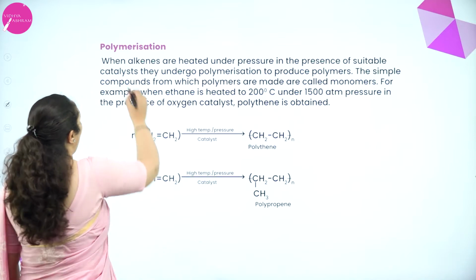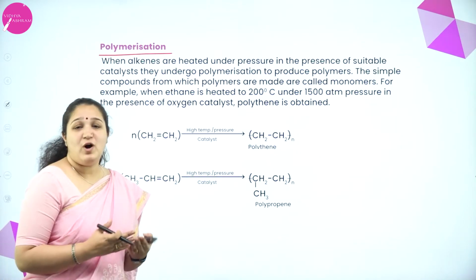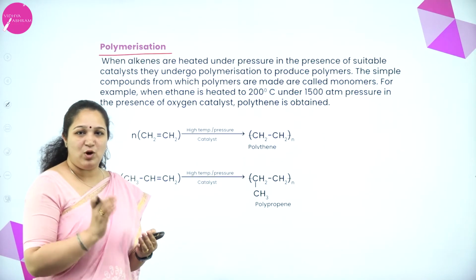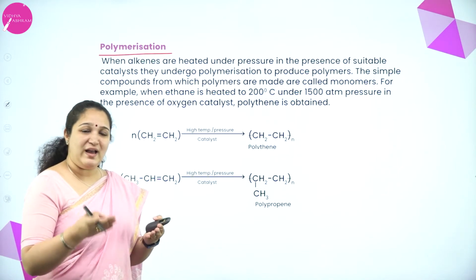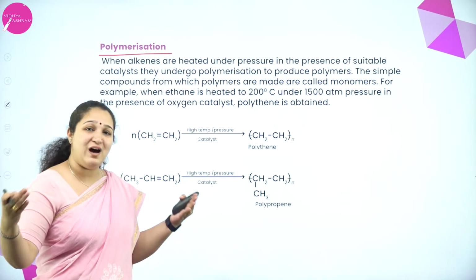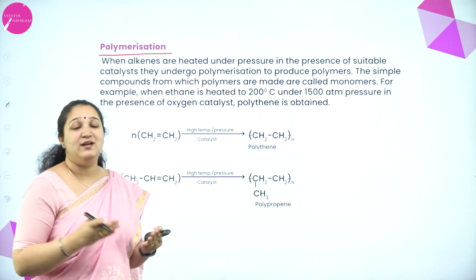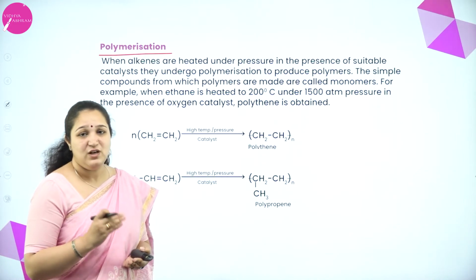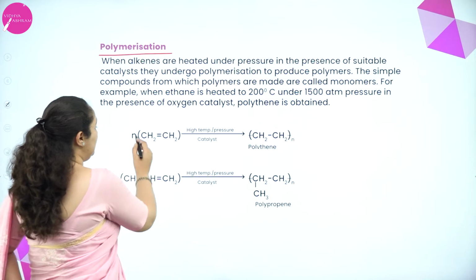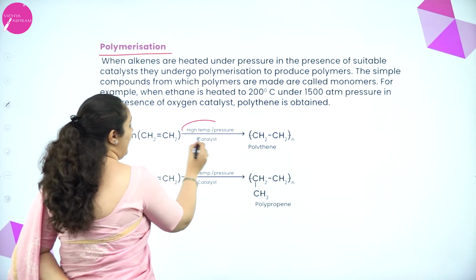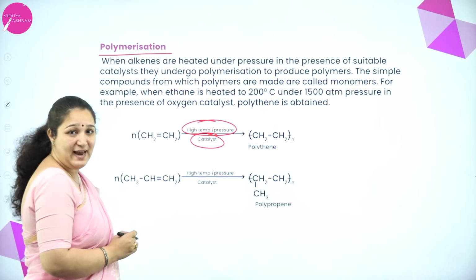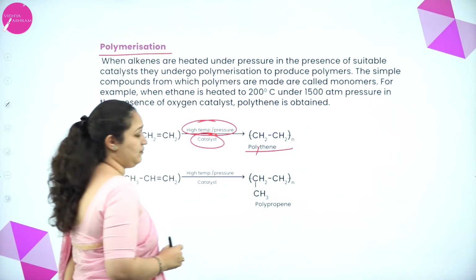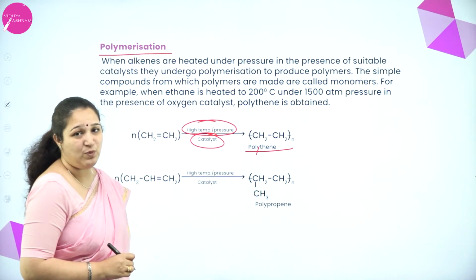Next one is the polymerization reaction. Polymerization is a process in which you produce polymers. You take a simple molecule called a monomer. When you keep adding these molecules to form a large molecule, we call it a polymer, and the process is called polymerization. For example, if we take ethene, CH2, at a very high temperature and pressure with a suitable catalyst, when we heat it, it will form a polymer called polythene.